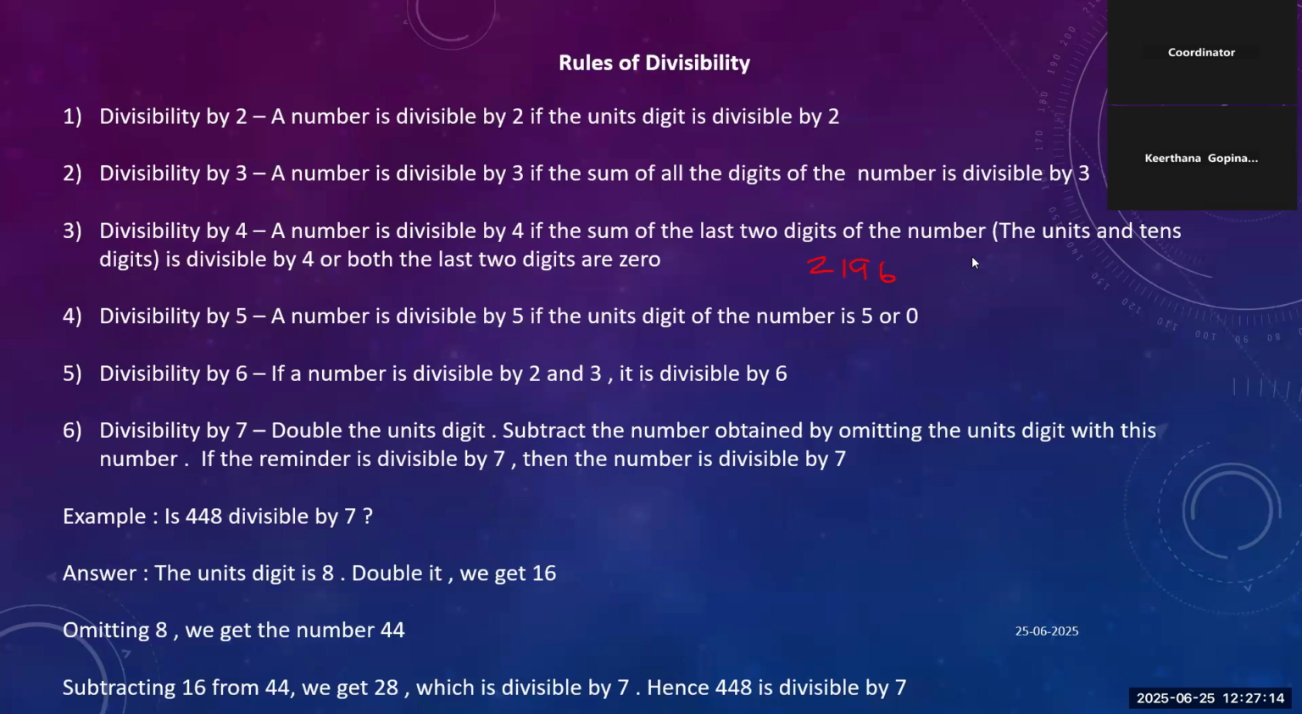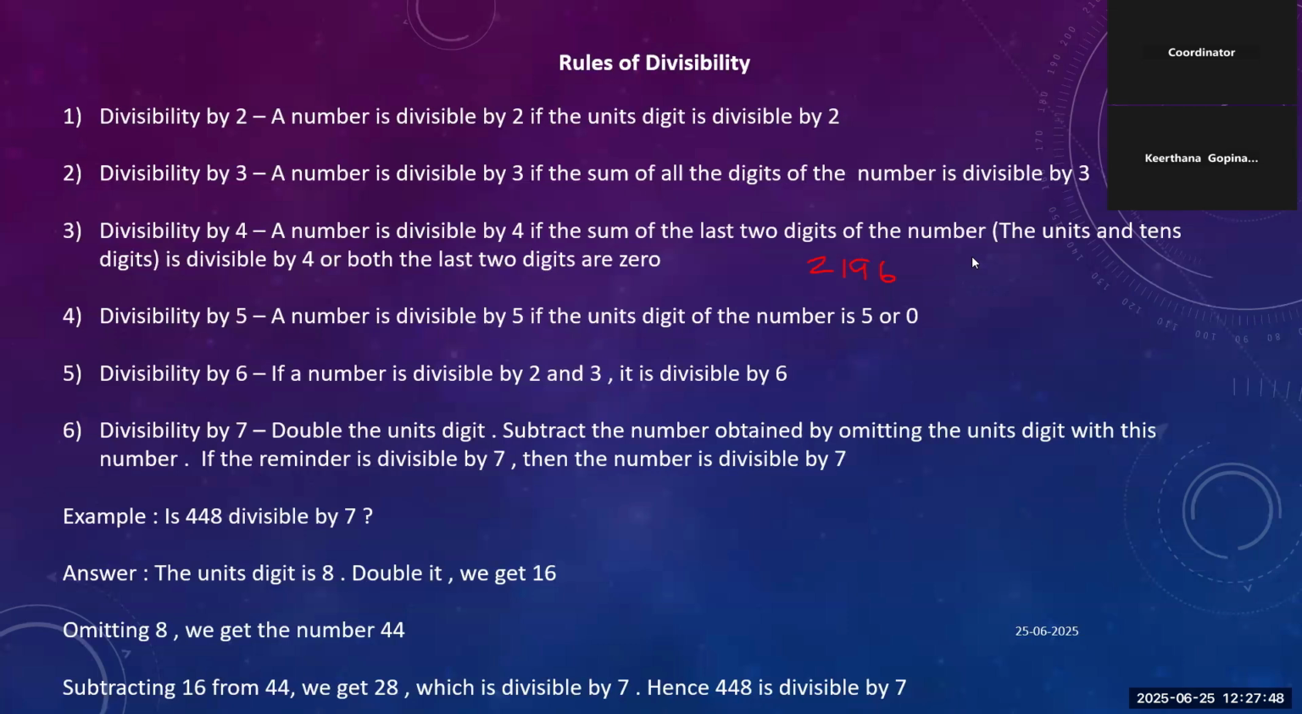No, that rule is only for 3. See, the rule for a particular number is not applicable for other numbers, Kirtana. You shouldn't mix it up. That rule, the sum of digits, is applicable only for 3. It does not apply for 4. It does not apply for 2 also. Only for 3 it is applicable. You shouldn't use that for other numbers. Every number has a different rule.